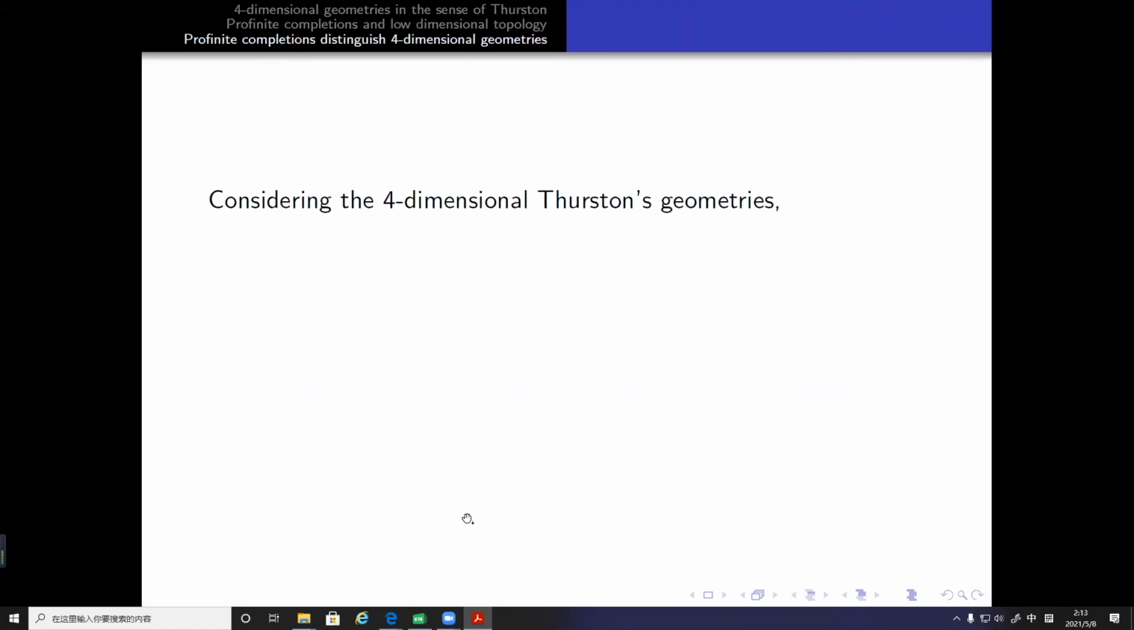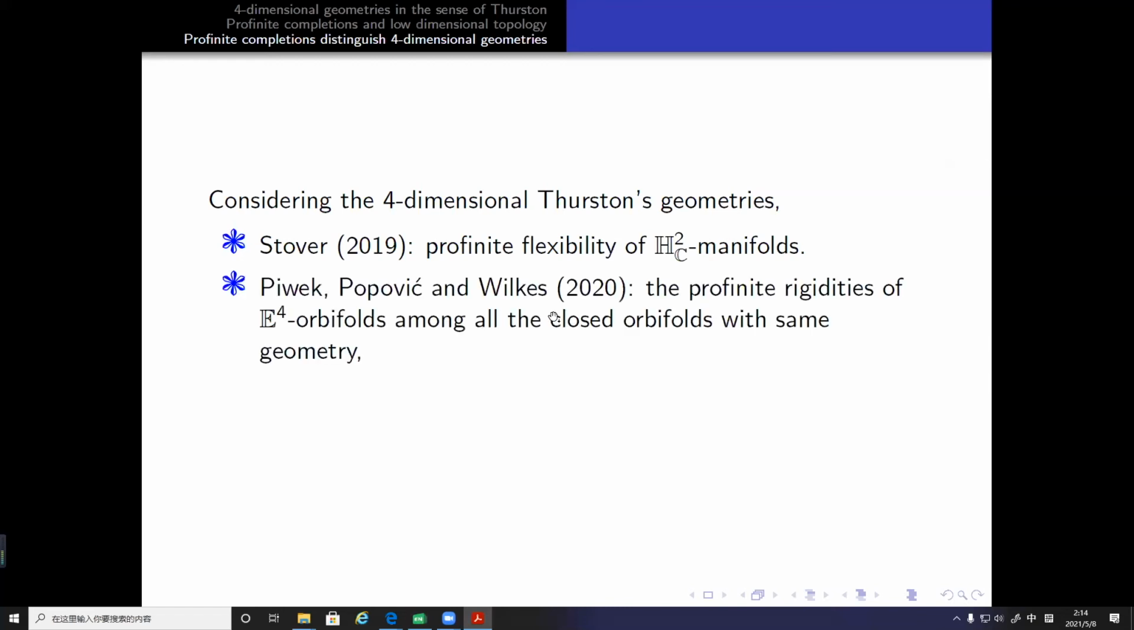Considering the four-dimensional case, there are very few results here. The first is on profinite flexibility of H2 manifolds. Here, there are two complex hyperbolic manifolds of complex dimension 2 which are not homeomorphic, but whose fundamental groups have the same profinite completion. Also, the three mathematicians showed the profinite rigidity of flat orbifolds among all closed orbifolds with the same geometry.